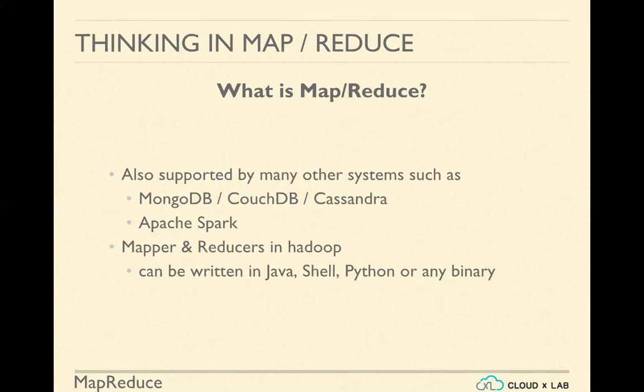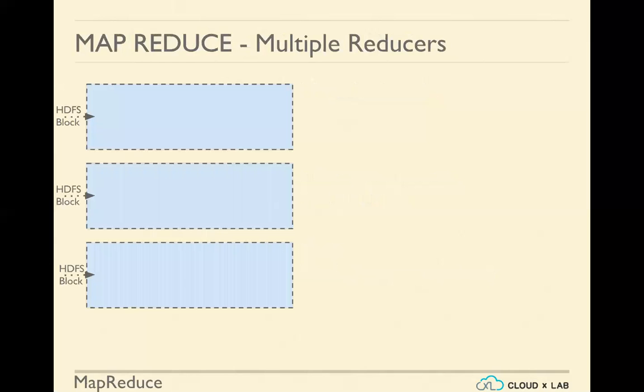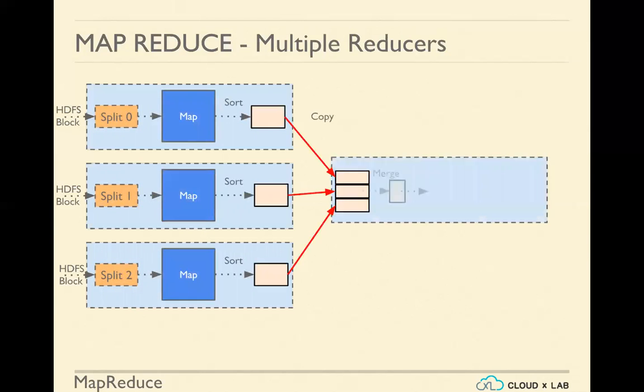MapReduce as a paradigm, as a concept, is also supported by many other systems, such as MongoDB, CouchDB, Cassandra, and in some way, Apache Spark. Mappers and reducers in Hadoop can be written in Java, Shell, Python, or any program. We'll try all these possibilities. So let's try to understand how it looks. Just a second.